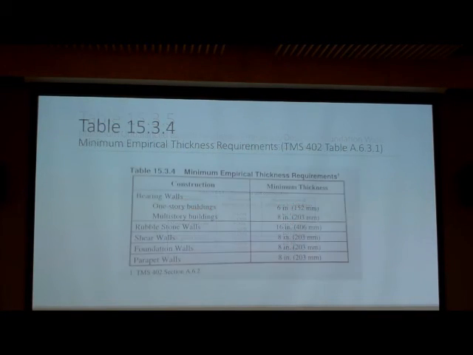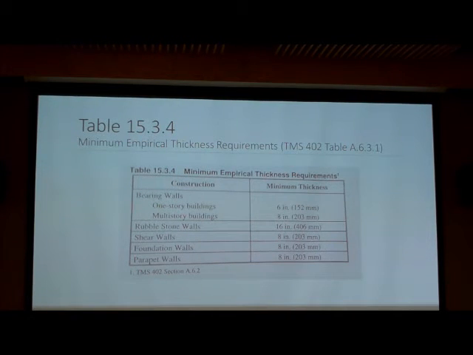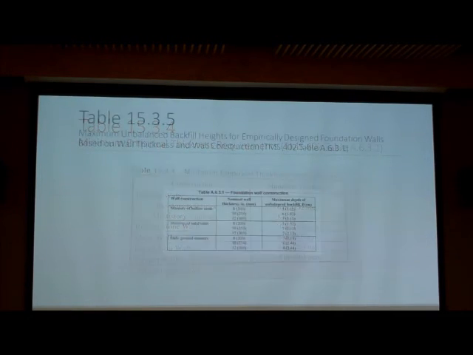And I'll go back to this. So doing this, they're all pretty substantial thicknesses, and so that kind of ties back into that these are massive constructions. They weigh a lot, and that's imperative for empirical design.